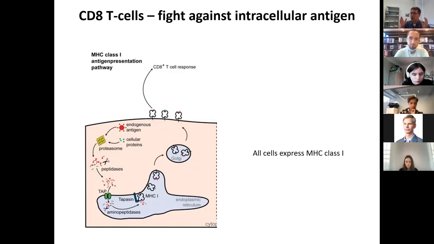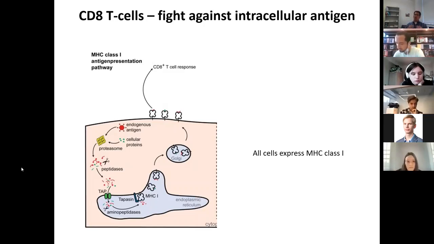And the approach the immune system chooses is: if I see the infected cell, I'm going to kill the infected cell completely. So not just kill the virus, but kill the virus and the host cell. This is the modus operandi, the way the immune system works, and this is the reason why CD8 T cell mediated immunity is critical. It helps to fight against various intracellular antigens.